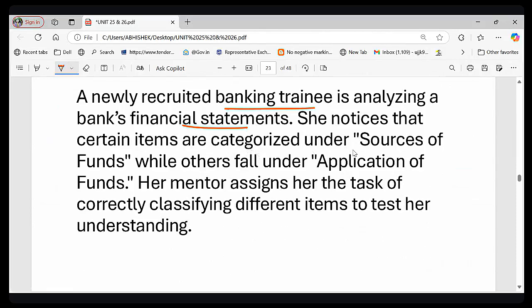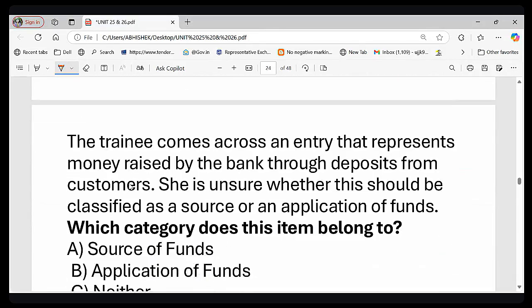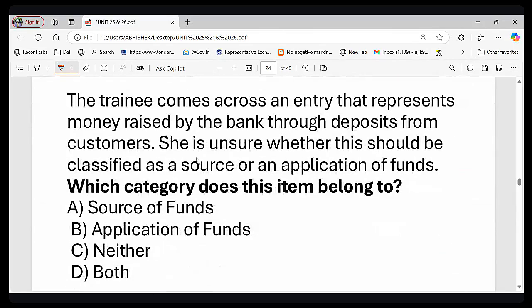that represent money raised through customer deposit, right. Some items are categorized under source of fund, and some items are categorized under application of fund, right. So let's see the question. The trainee comes across an entry that represents money raised by bank through deposit, right.